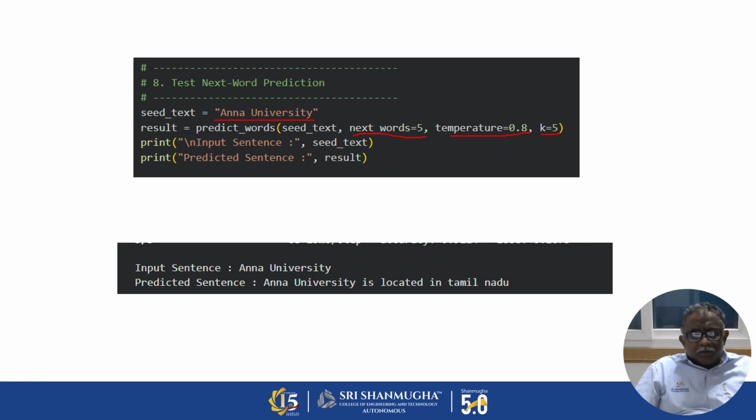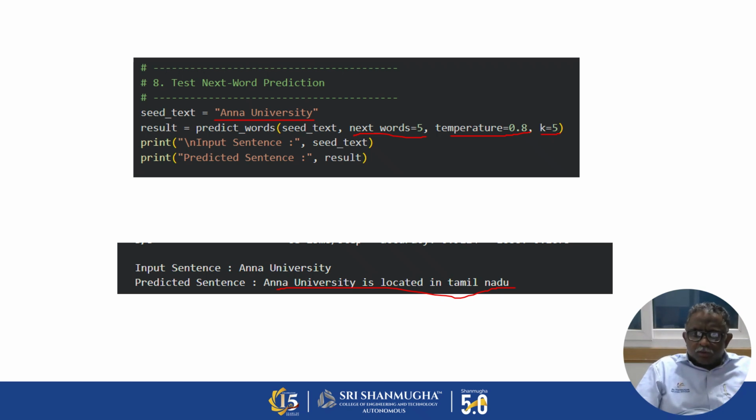Okay. So the words I have given are Anna University, based on the data that we have. And I'm interested to look at what are going to be the next 5 words. So the predicted sentence is here: Anna University is located in Tamil Nadu. Okay. So if you run it repeatedly, you'll have different sequences being produced. So that is the way it works in the case of LSTM.